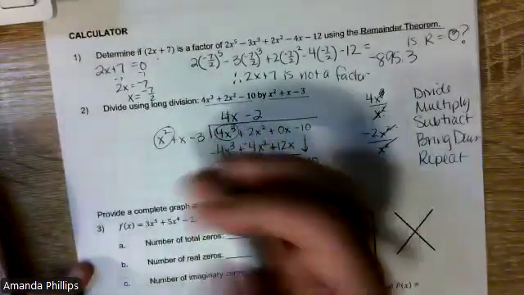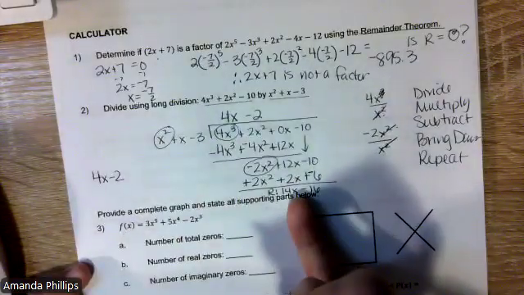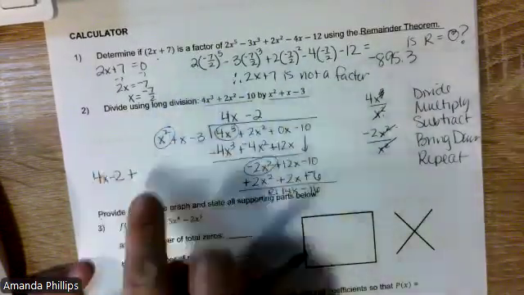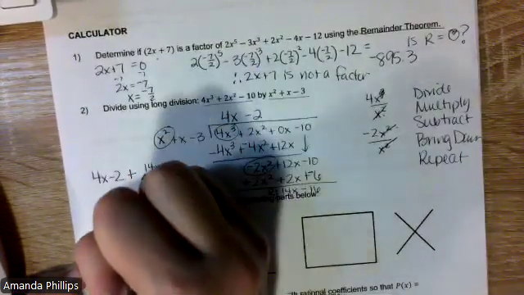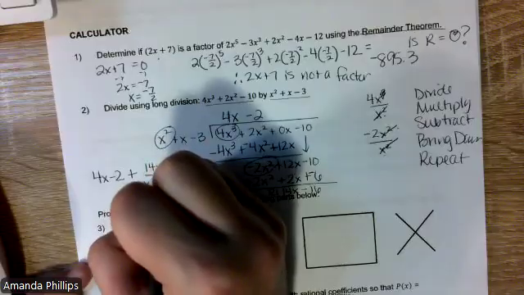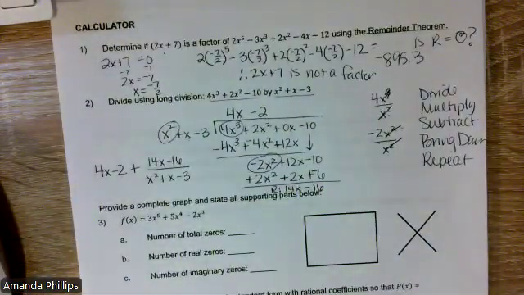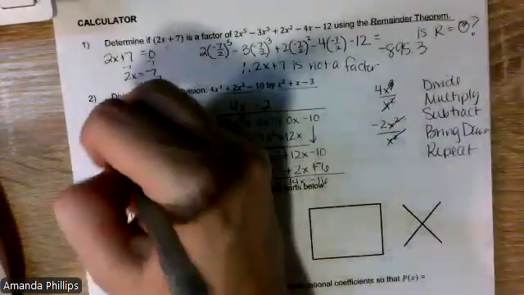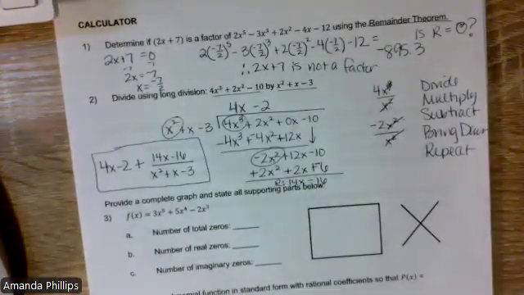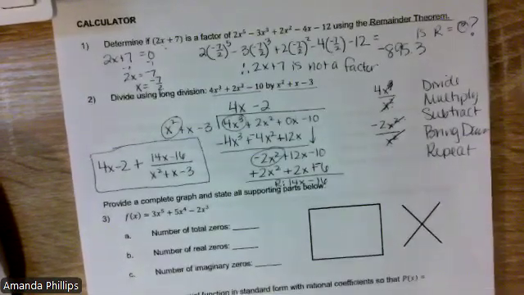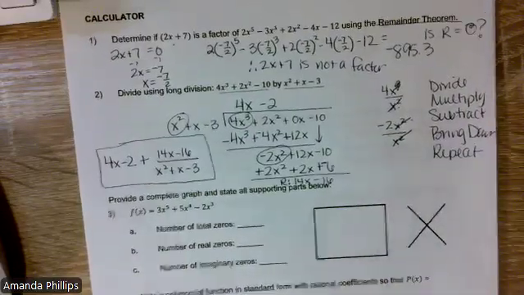So my answer is 4x minus 2. And then remember what we did with the remainder? We just put plus, and then we have 14x minus 16 over what you divided by, x squared plus x minus 3. And that's what you do all the time. Is there a lot to it? Yeah. But is each step difficult? Nope. It's just there's a lot of steps to remember, but if you write it down, it helps you.